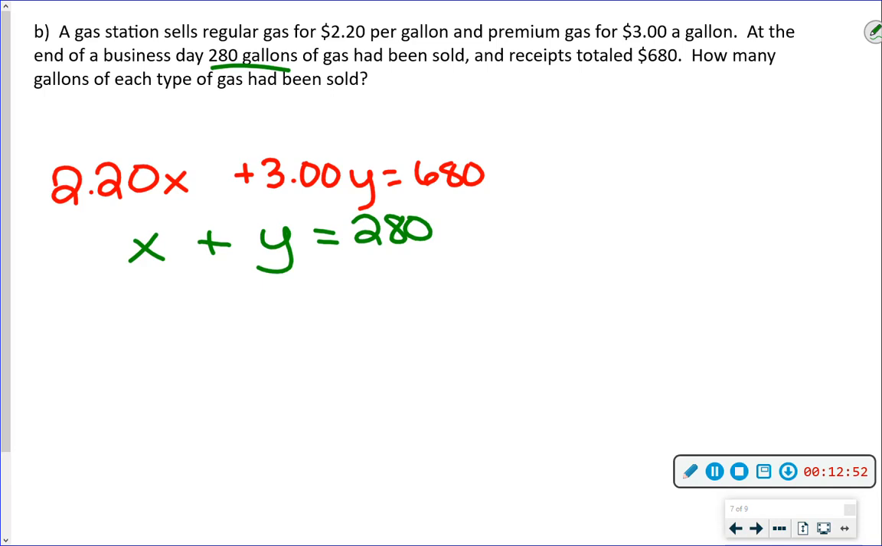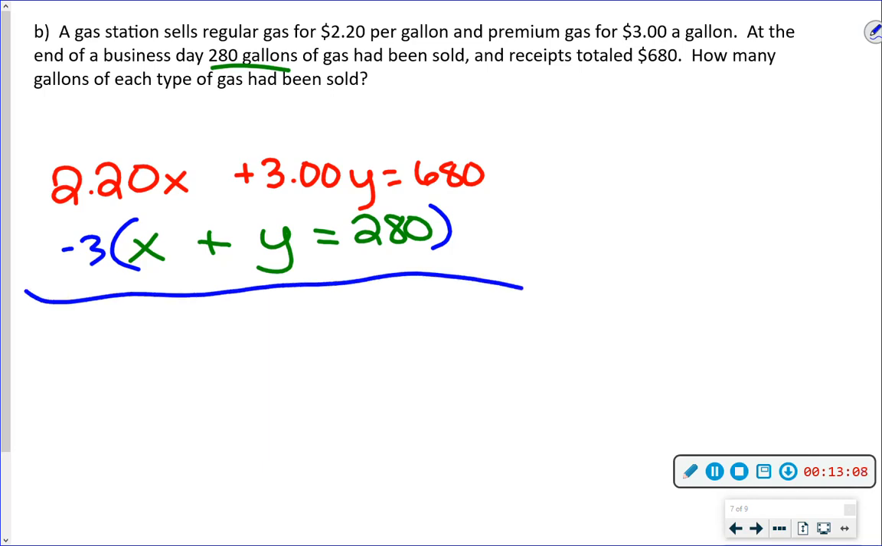And then of course you could pick your poison, substitution or elimination. What are you thinking on this one? Elim. Okay, you want to get rid of probably y, I'm guessing? Yeah. Because let's just run a -3 through this.